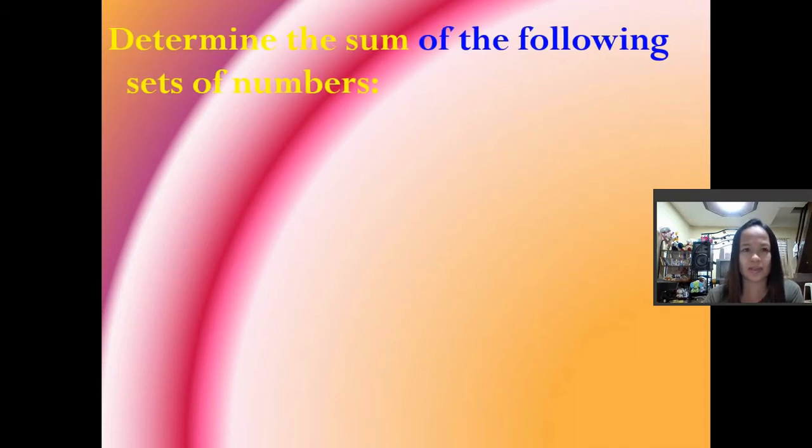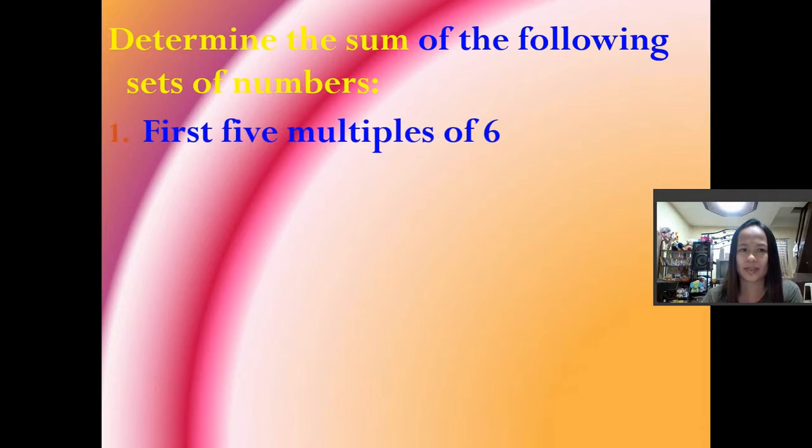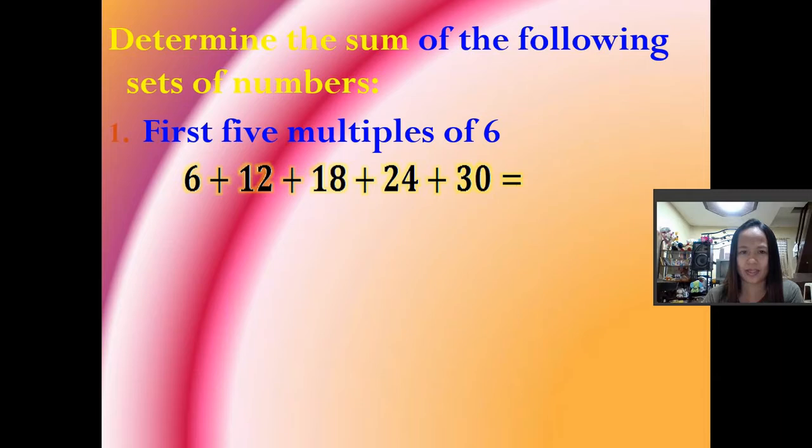Determine the sum of the following set of numbers. Number 1. First 5 multiples of 6. So what are those numbers that are multiples of 6? So we have 6, 12, 18, 24, and 30. Now, if we are going to get the sum of these 5 numbers, obviously we will add from 6 up to 30, and we can get 90. So the sum of the first 5 multiples of 6 is 90.